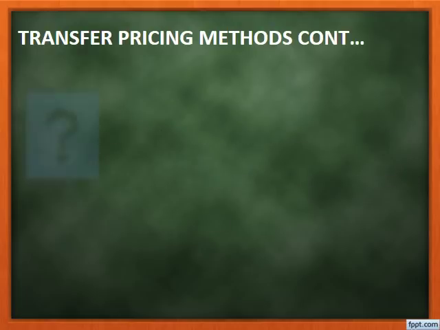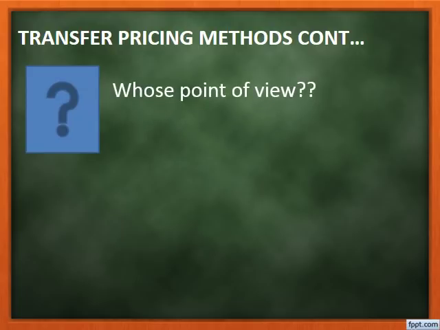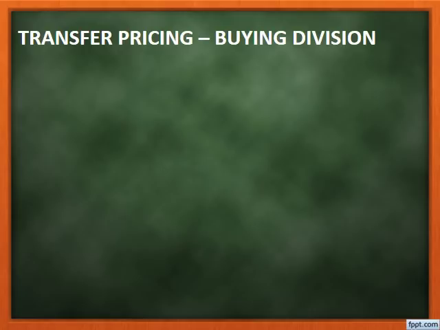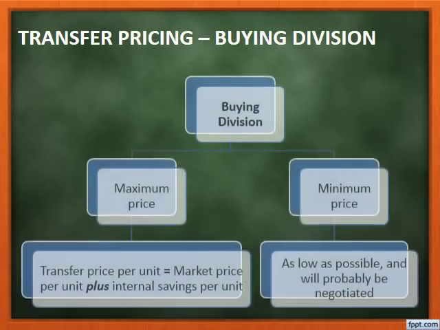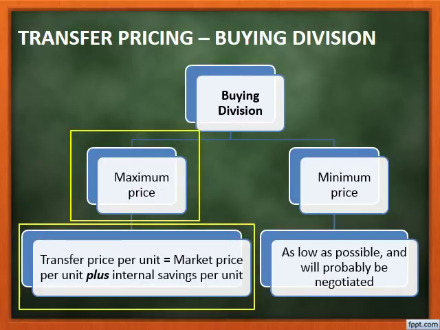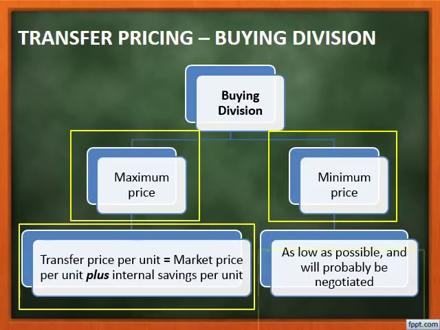In a transfer pricing scenario, always read the required carefully to identify from whose point of view the question is. Is it from the buying or the selling division's point of view? We will now look at how these methods are applied in the buying and selling division. For the buying division, the maximum transfer price will be the market price plus the internal savings per unit. The minimum price will be as low as possible so the division will be profitable. This is not covered in this module.